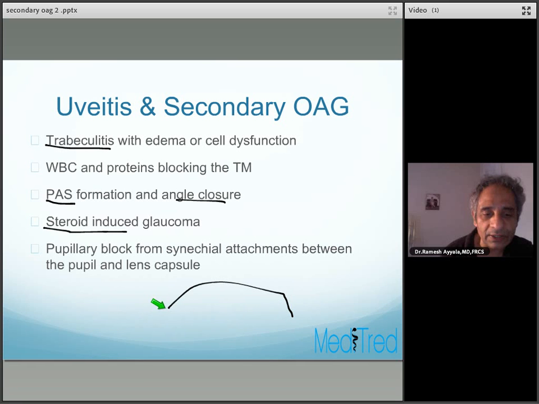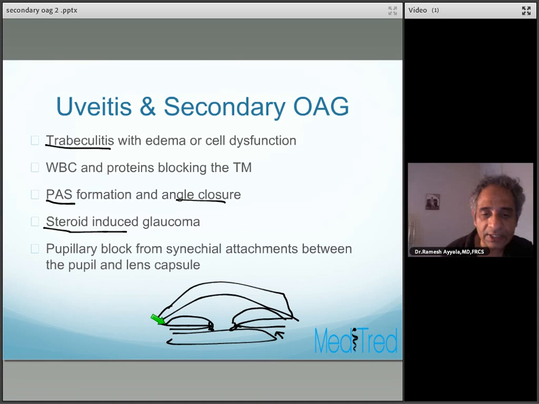Let me see if I can demonstrate that to you. Here is the cornea again, and if this is the normal iris, and here is the lens, underlying lens. If there is an attachment between the pupillary margin and the underlying lens capsule, obviously aqueous is going to accumulate in this area and cause the iris to balloon up forwards. And you will see iris bombe being formed like this. And this will cause obstruction to the angle structures here and cause the pressure to go up.